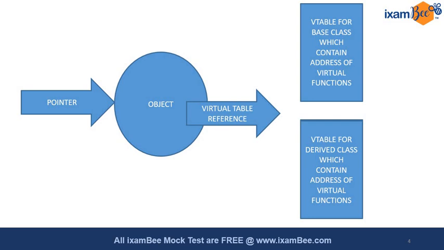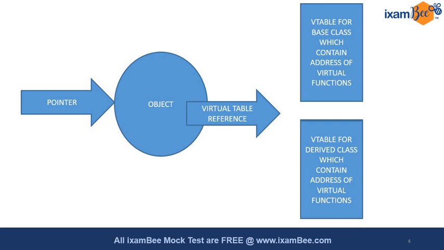Okay, we have a separate virtual table, that is the v table, for the base class and for the derived class, and depending upon our object we are going to call either the v table for the base class or the v table of the derived class. So even if you do not exercise anything, there are v tables present for the base class and the derived class. These v tables contain the addresses of the virtual functions, the functions that are preceded by the keyword virtual.